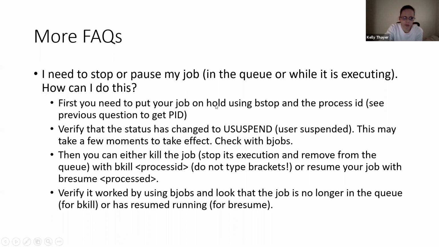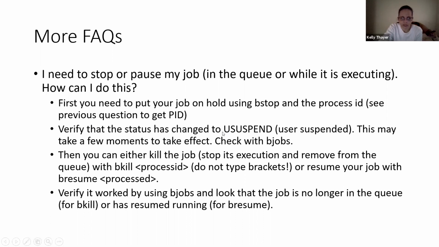Okay, so suppose you want to pause your job and you want to kill it or rerun it at a later time. What you need to do is first suspend it. The way you're going to do this is you're going to use the bstop command, which sounds like it's going to kill the job, but like I said, bstop really means pause. So you do bstop and then you give the process ID. And again, if you forgot your process ID, that's in the question above. So you do bstop and the PID to pause your job. And then once it's paused, you can do something else.